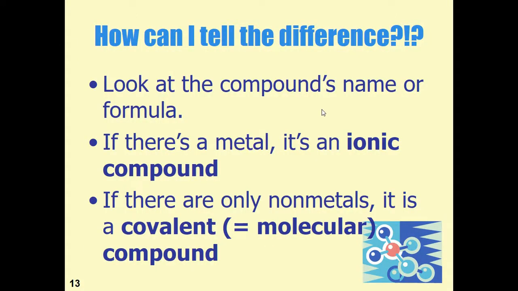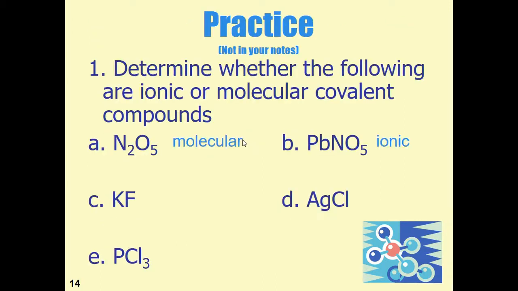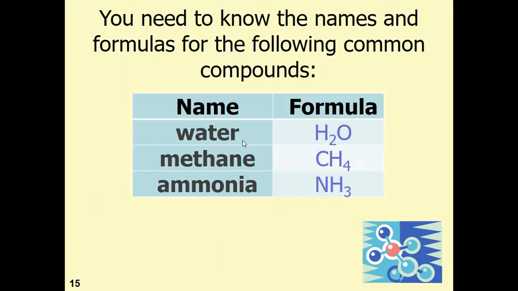Okay, so how can we tell something is ionic or covalent? Well, if there's a metal, simple as that, it is an ionic compound, or if it has ammonium as the first thing, NH4 plus. If there are only nonmetals, it's a covalent compound. It's a molecular compound. So we're going to start with naming molecular compounds.